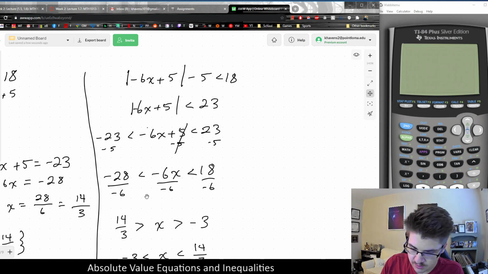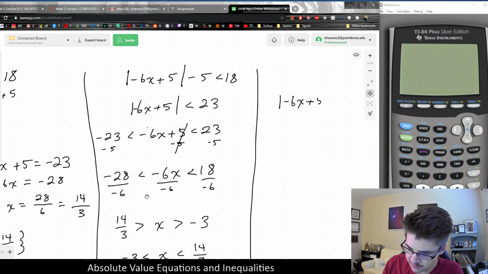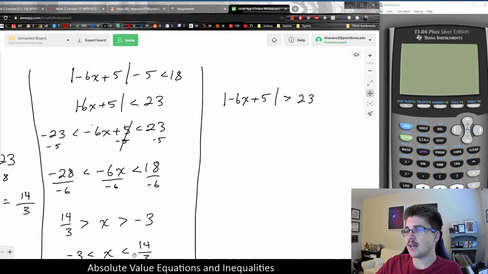So let's go ahead and set that up. If we have that equation, but greater than, let's just say this were greater than, well, we would do the same thing. We'd add 5 to the other side, and that would leave us with absolute value of negative 6x plus 5 is greater than 23. And then I would just apply a different equivalency.